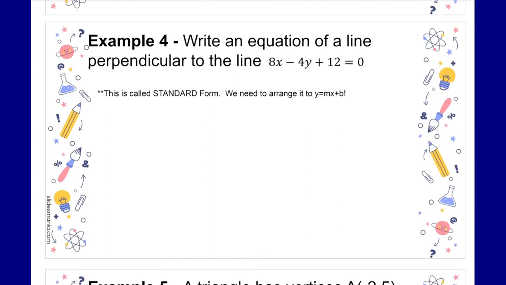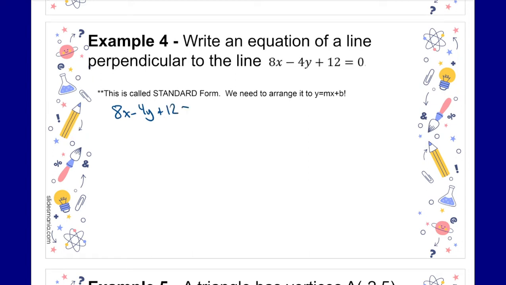Example 4, we want to write an equation of a line that is perpendicular to the line 8x minus 4y plus 12 equals 0. Now you might question that isn't an equation of a line, or not one that we know of. And that equation is actually what we call standard form. So it is the equation of a line, it's just written differently. Right? So what we need to do first is we need to take our equation and rewrite it in y equals mx plus b form.